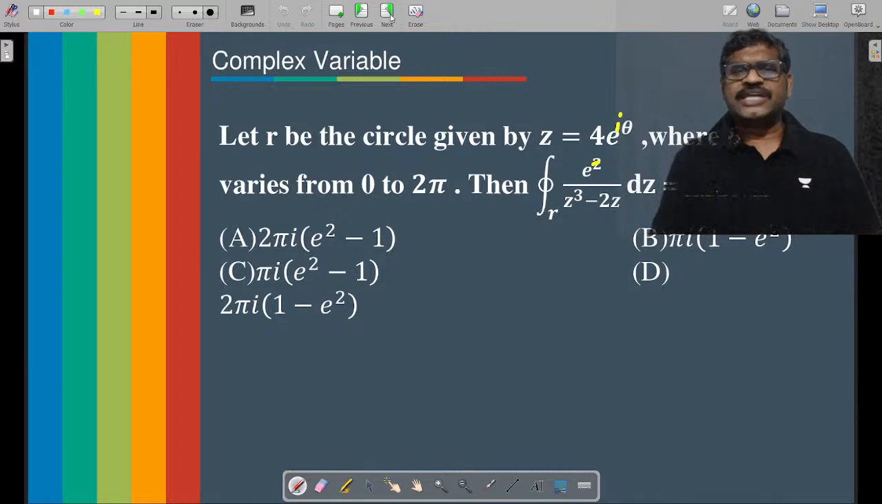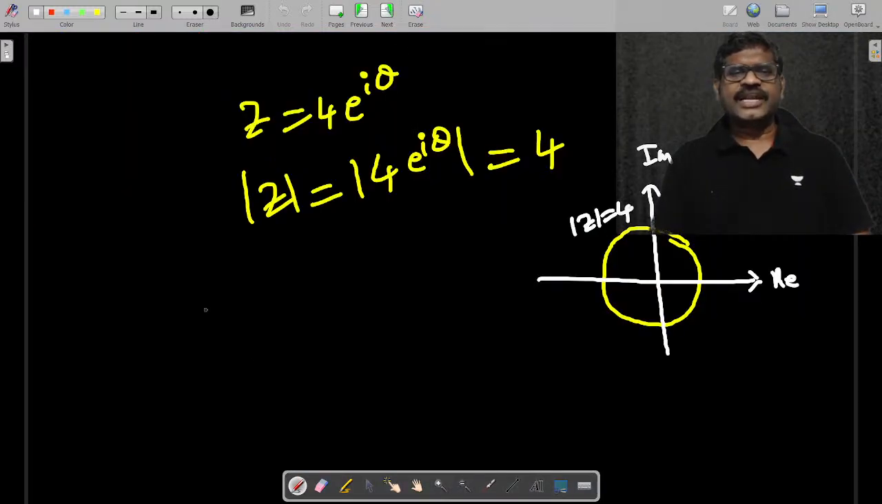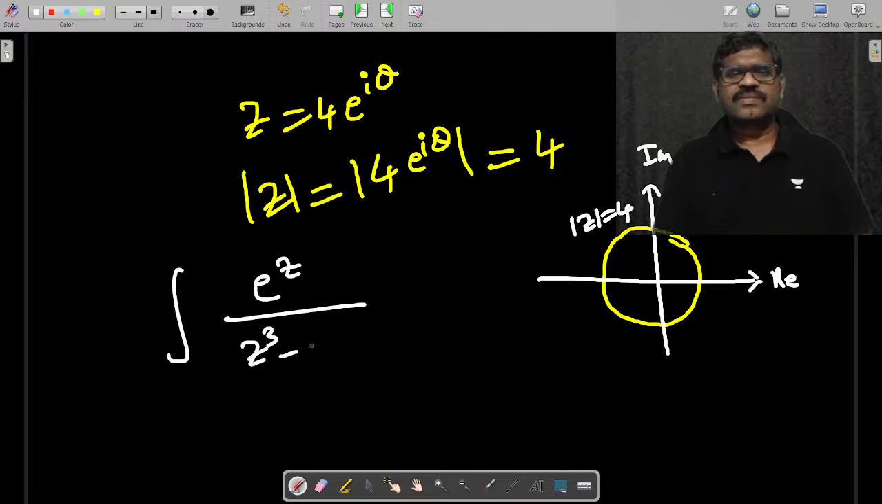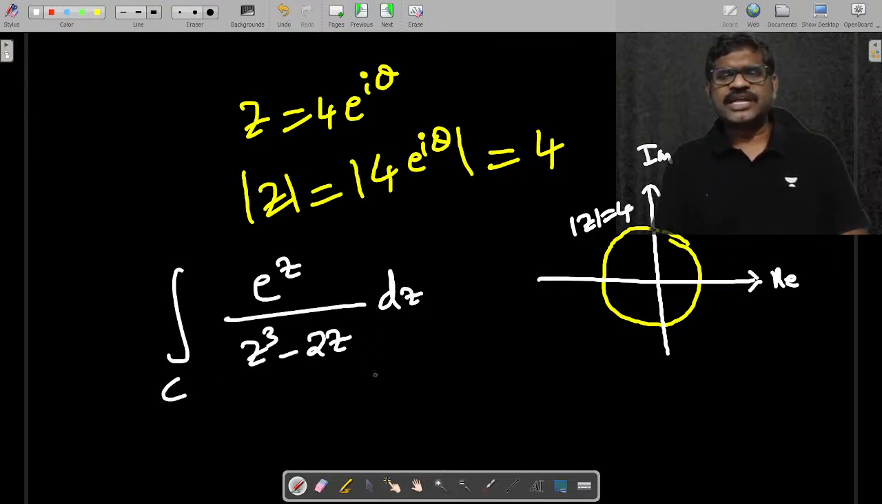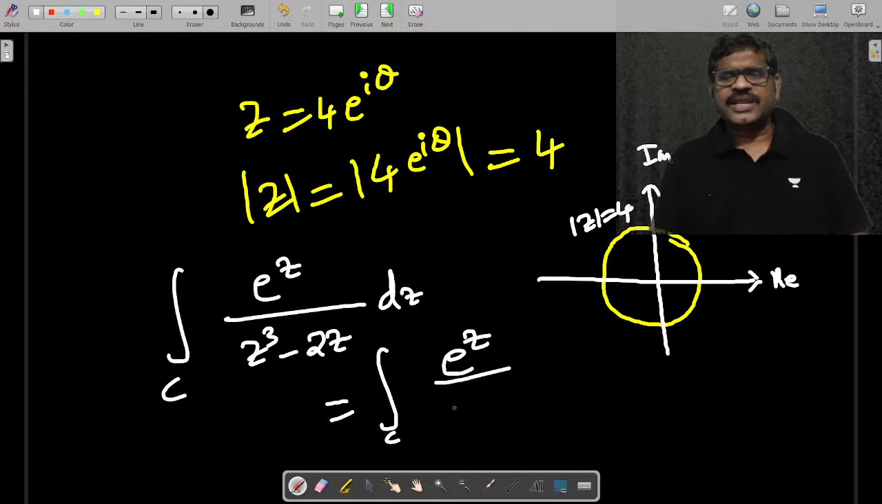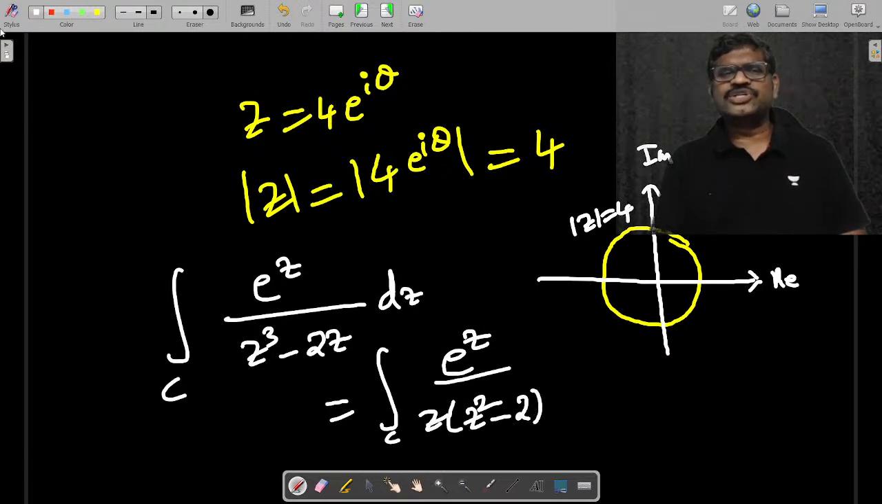Now, integral of e^z by z^3 minus 2z dz. If you take z common in the denominator, e^z by z(z^2 minus 2). So z equal to 0, and on the contour mod z equal to 4, the boundary points are 4 and minus 4.